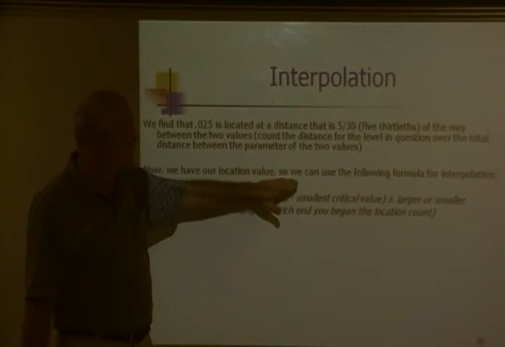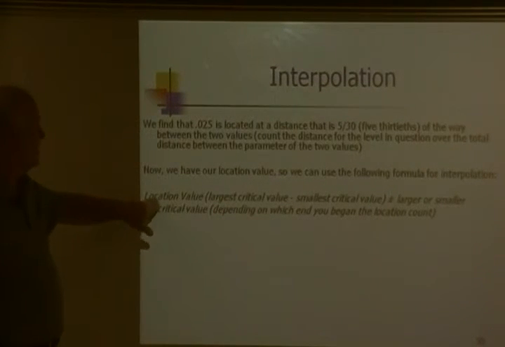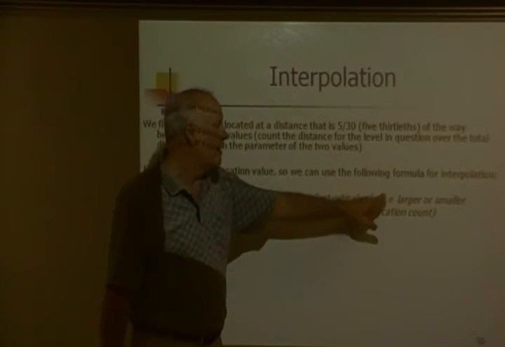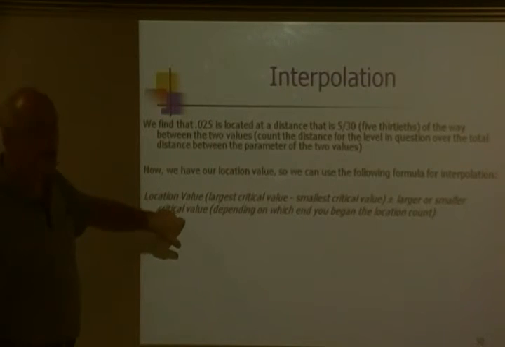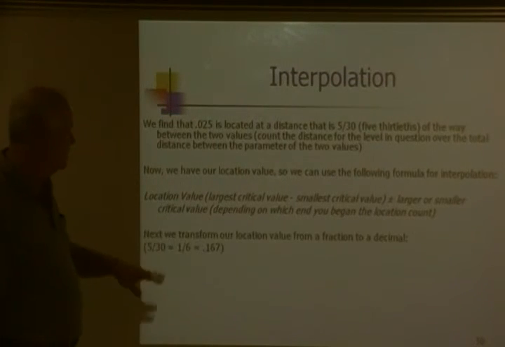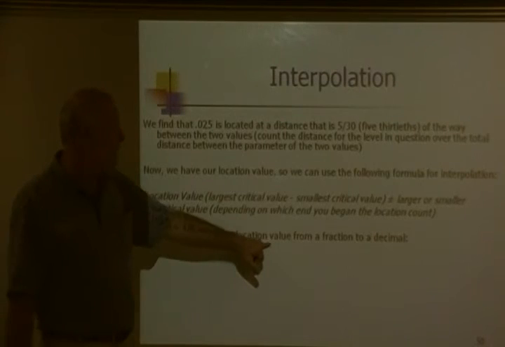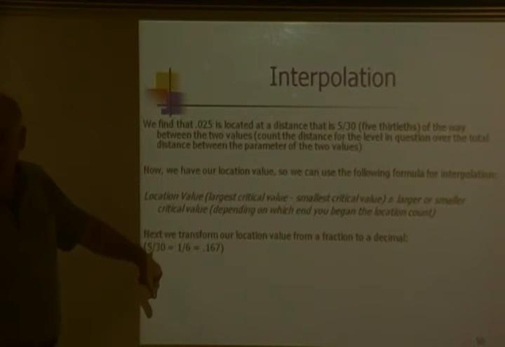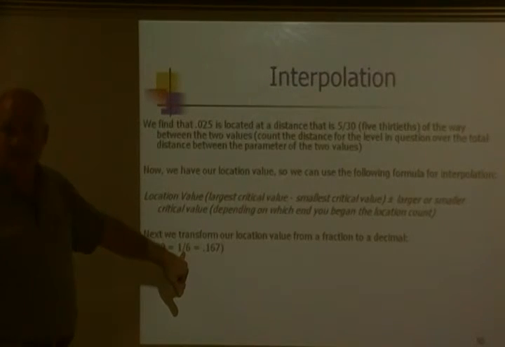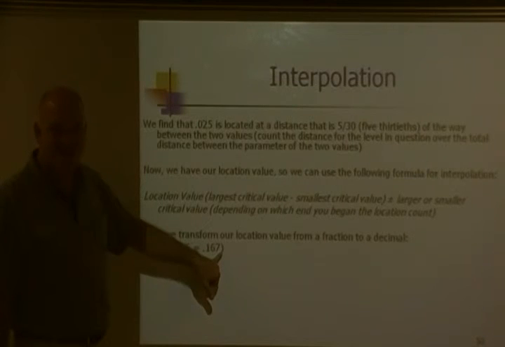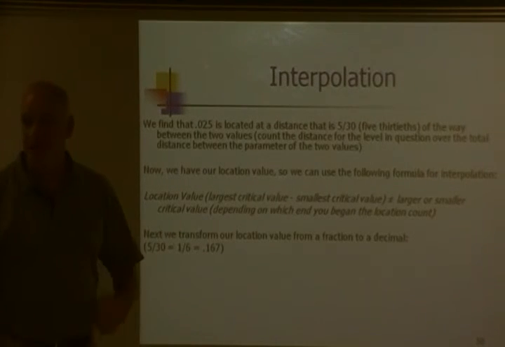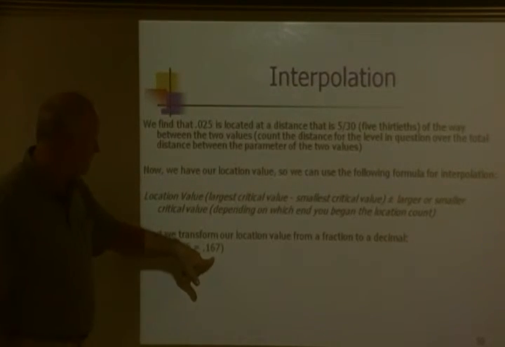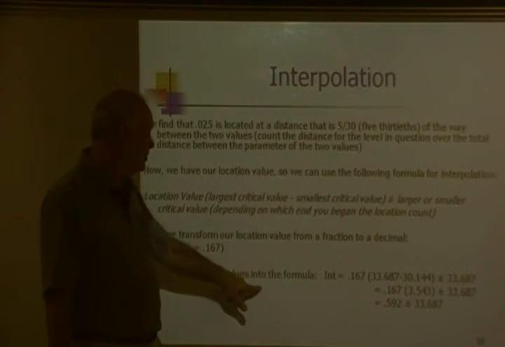We've got to have our location value, so we can use the following formula. So here it is: our location value times the largest critical value minus the smallest critical value, plus or minus the larger or smaller critical value depending on which way you're going. So let's put this in more things. We transform our location value from a fraction to a decimal. All right, so 5 thirtieths of the way is 1/6, or in a decimal point, it's 0.167. So that's the first thing we have to do, transform that location value into a decimal, which we did, 0.167. Now we substitute the values in that formula.